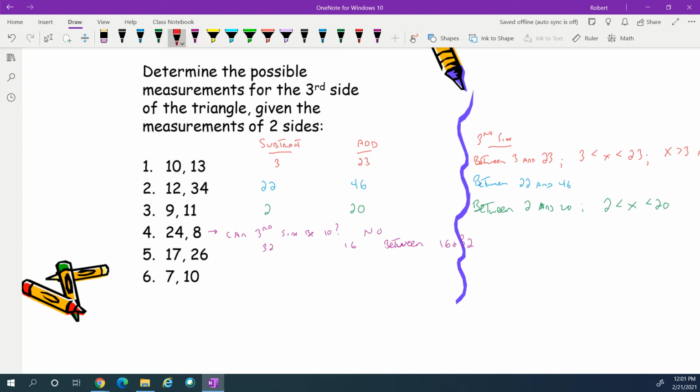I'll do number 6 also. I'll just skip 5 for space. Can the third side be 15? Well, again, when we subtract, we get 3. When we add, we get 17. So it must be between 3 and 17. So yes, it could be 15. We're not saying it is. We're saying it could be.